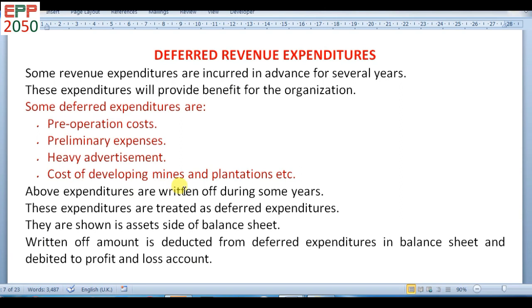The above expenditures are written off during some years. These expenditures are treated as deferred expenditure. They are shown on the asset side of the balance sheet. The written-off amount is deducted from deferred expenditure in the balance sheet and debited to profit and loss account. For example, preliminary expenses are written on the asset side of the balance sheet, and the written-off amount is deducted from preliminary expenses and the deducted amount is transferred to the debit side of the profit and loss account.